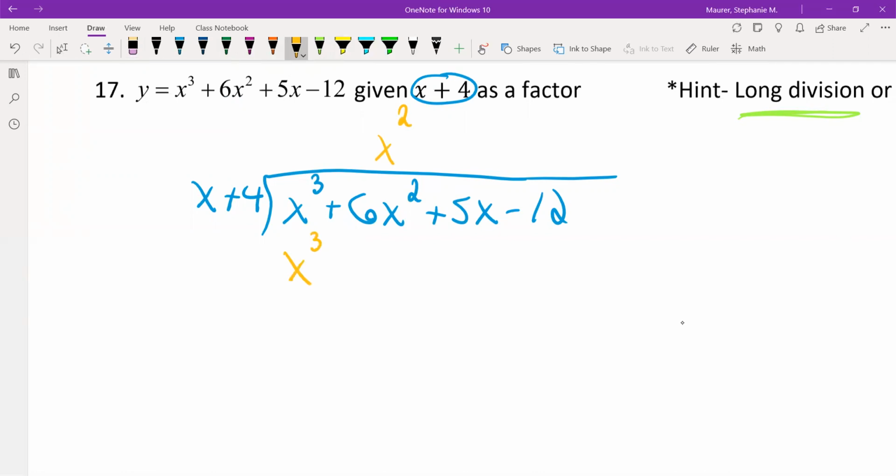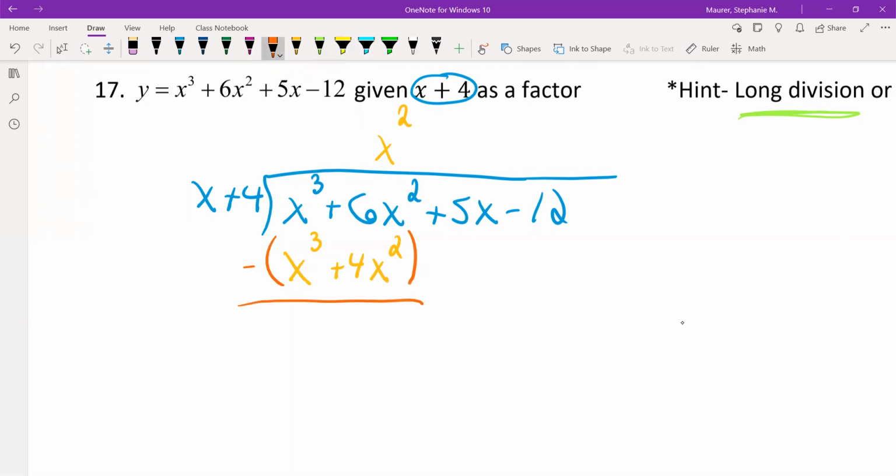If I take this x squared and I times it by 4, that's going to give me a plus 4x squared. And once you have that set up, now we're ready to subtract. Keep in mind, we are subtracting the entire thing. It might be easy if you just write it this way, and then just keep a conscious eye on that subtraction.